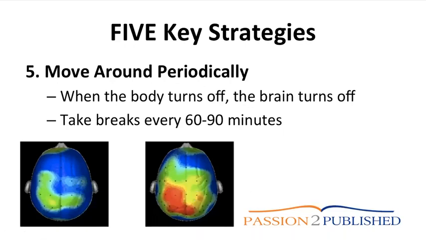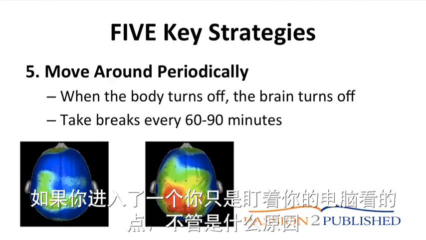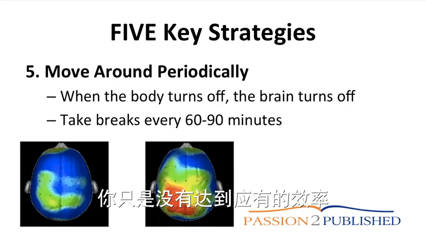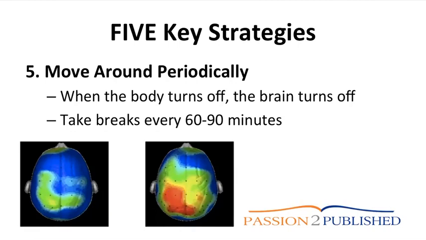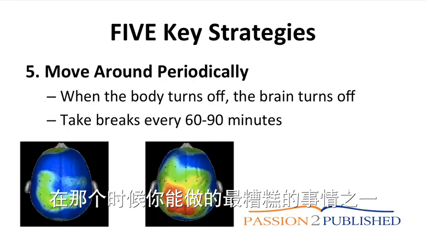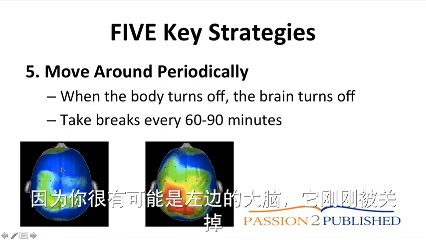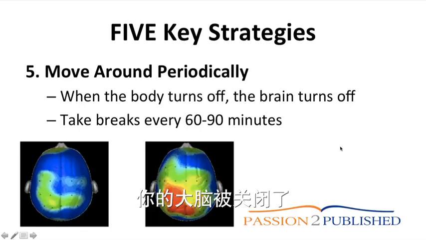And sometimes if you get to a point where you're just staring at your computer and for whatever reason, the neurons aren't firing, you just have writer's block, you're just not being as productive as you should be, one of the worst things you can actually do at that time is to just sit there and just try and plow through it. Because chances are you're this brain on the left where it's just turned off. Your body's turned off, your brain is turned off. So get up, walk around a little bit.